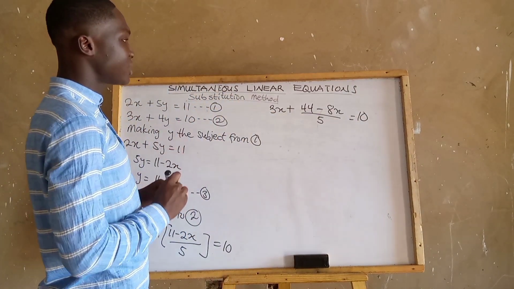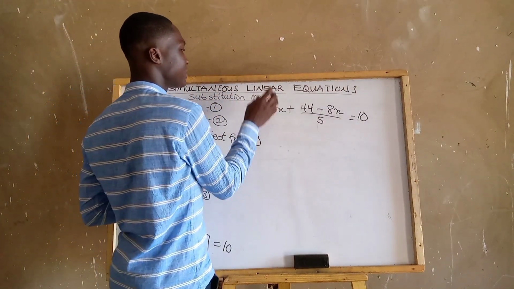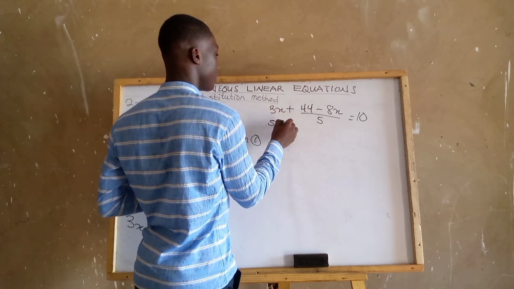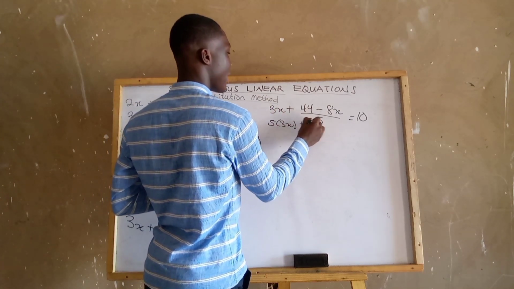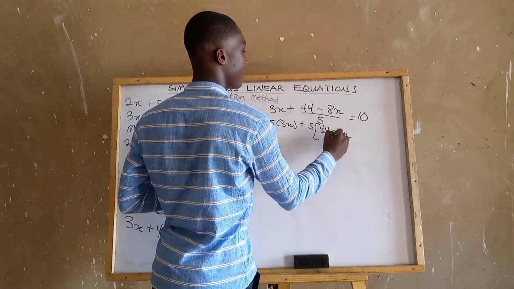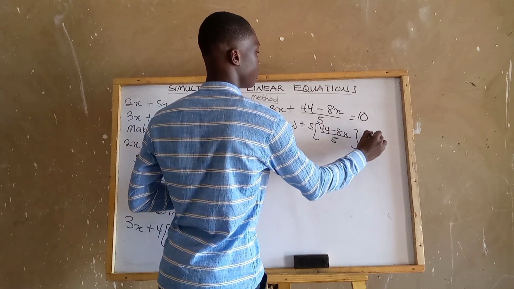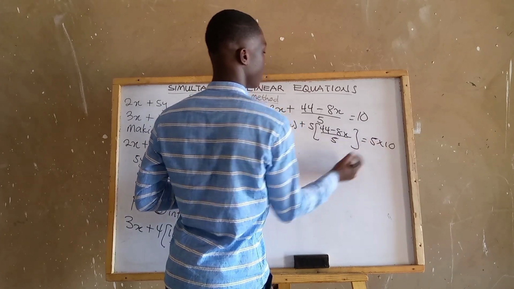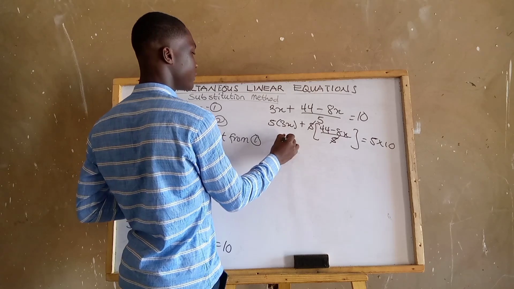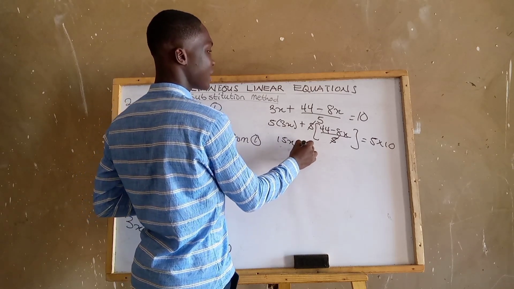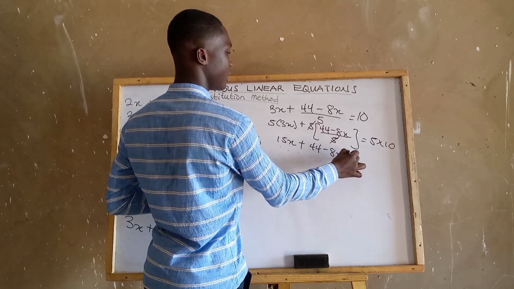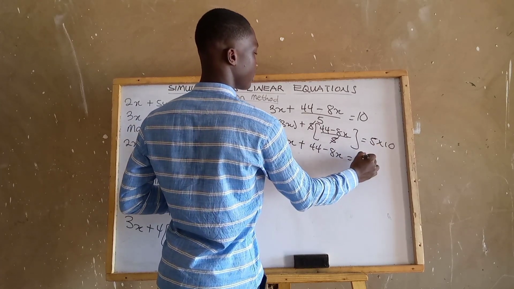So now the LCM is 5. So let's multiply each term by 5. So we have 5 times 3x plus 5 times 44 minus 8x over 5 is equal to 5 times 10. So 5 cancels 5. Now you have 5 times 3, 15x plus 44 minus 8x is equal to 5 times 10, 50.